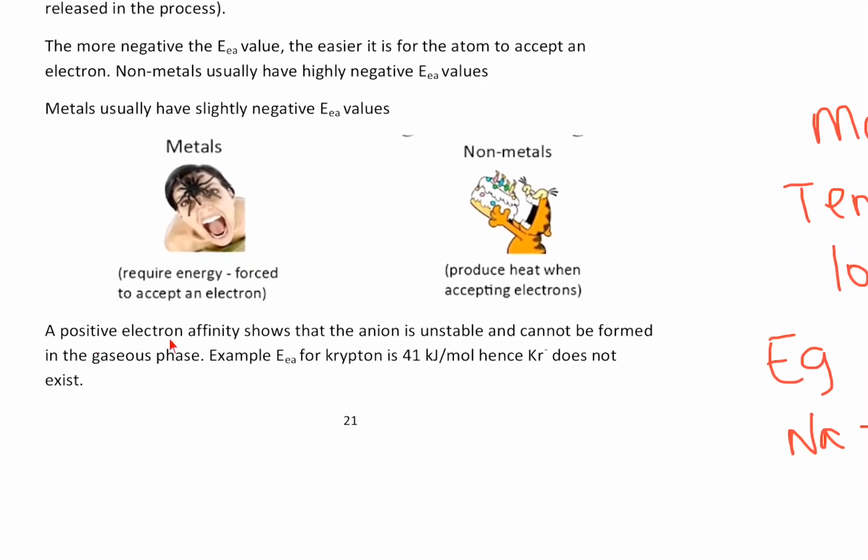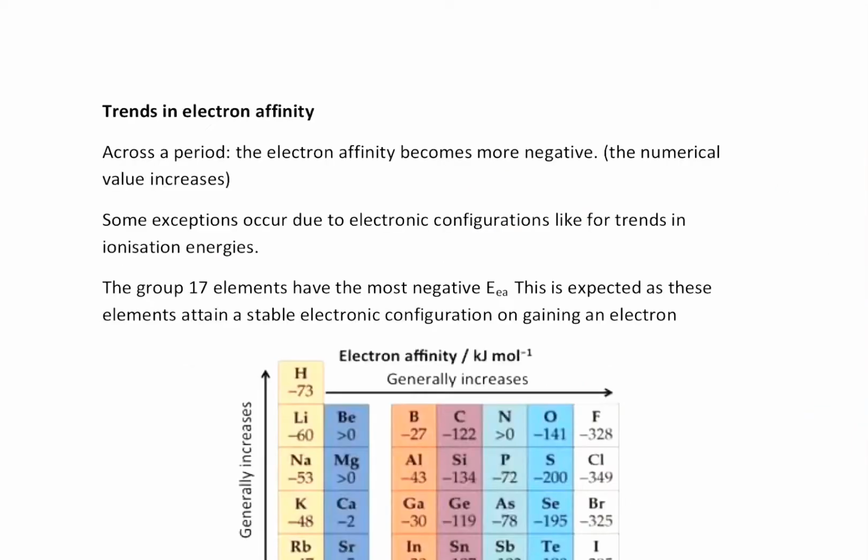A positive electron affinity value shows that the anion is unstable and cannot be formed in the gaseous state. For example, for krypton, it's positive 41 kilojoules per mole, which means that Kr minus does not exist. So this is typical for noble gases, because noble gases will not lose or gain electrons easily. It's going to be very unstable. So this is why it does not exist.